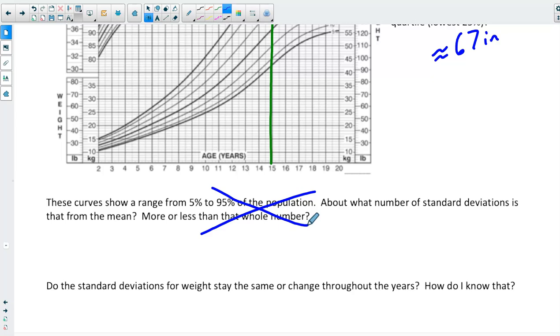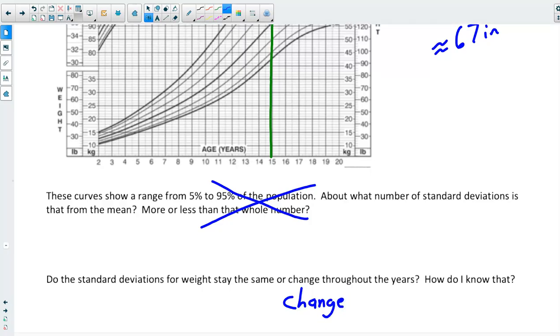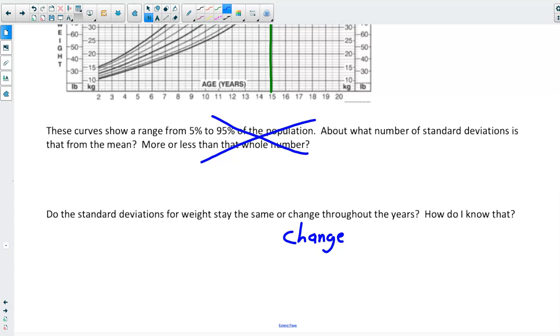So if I look at this, does the standard deviation for weight stay the same or change? Well, right here is the weight. And if I look at it, right here it's really close together. And it starts getting more spread and more spread and more spread. So does it change or stay the same? It just changes. Okay? It doesn't ask us how much it does. So I'm going to put change. And how do I know that? It's just the spread of the data.